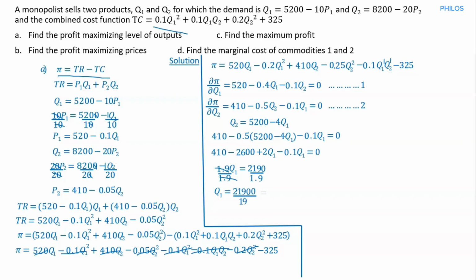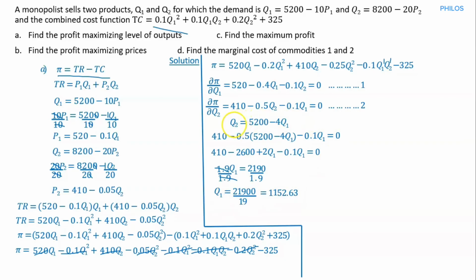And you can convert it to decimal. In decimal, Q1 is equal to 1152.63. Now that we know Q1, we can easily get Q2.